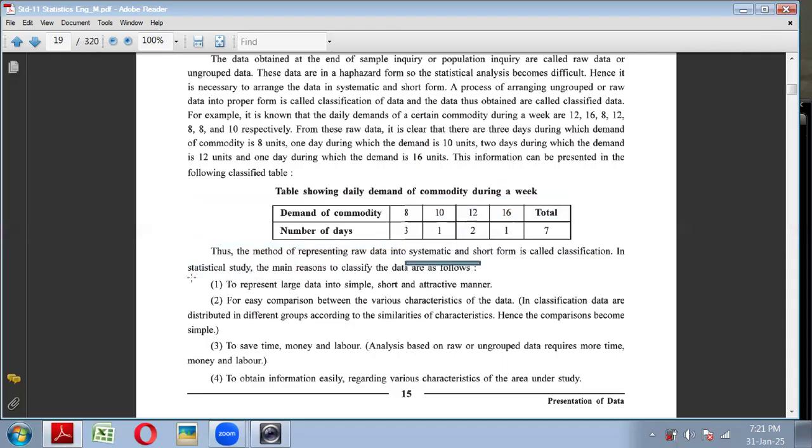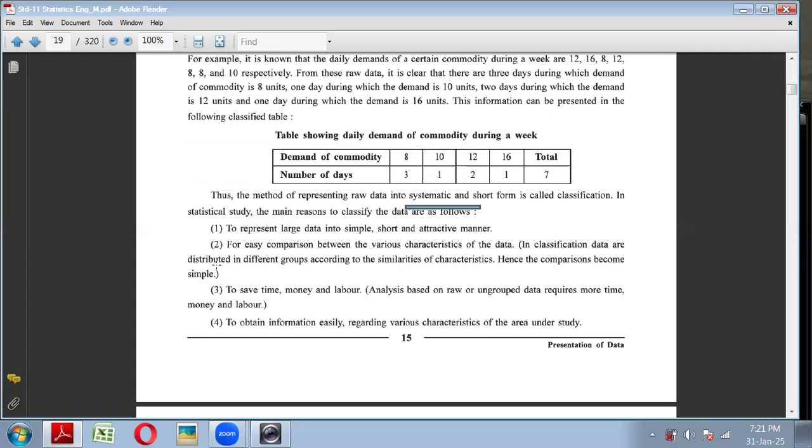So basically, these are the reasons why this data should be classified. The first reason is that the data seems to be very simple, short, and attractive. You can see it is looking very attractive. It does not seem to bore a person. A person will not get bored seeing this data, but if the same data is represented in sentence form, it would be boring, or it would be difficult for a person to understand. Then what is the next thing?